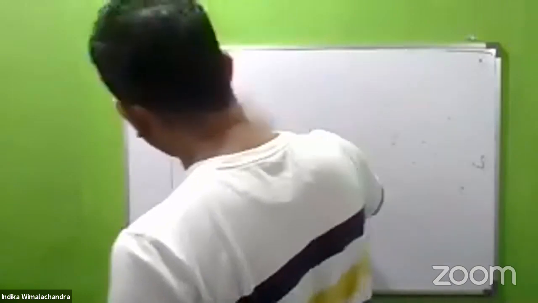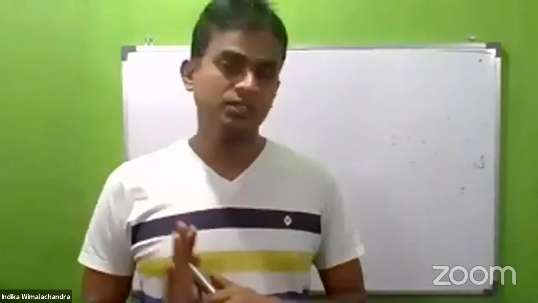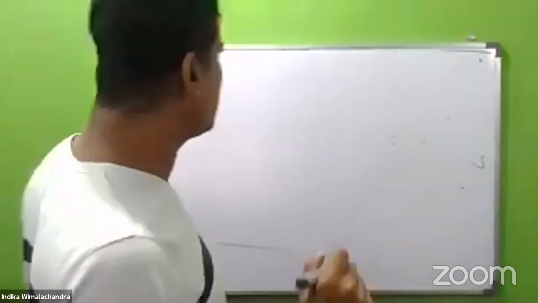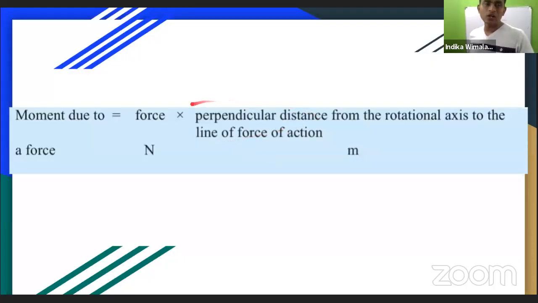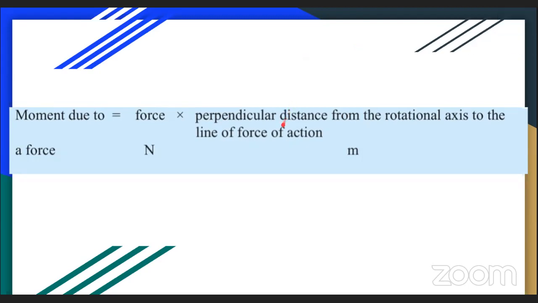Are there any questions or problems related to perpendicular distance, axis of rotation, or line of action? Ask me if I need to explain any of these terms, because these three terms are important. A student asks what to write in the highlighted box. You have to write down this equation: moment due to a force is equal to force multiplied by the perpendicular distance from the rotational axis to the line of action of the force.